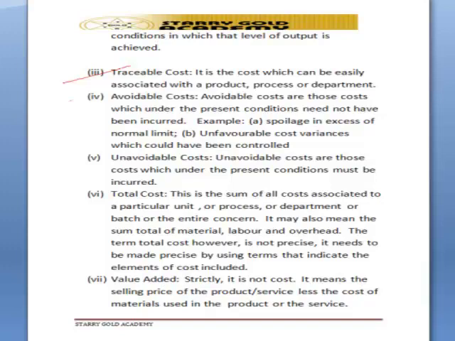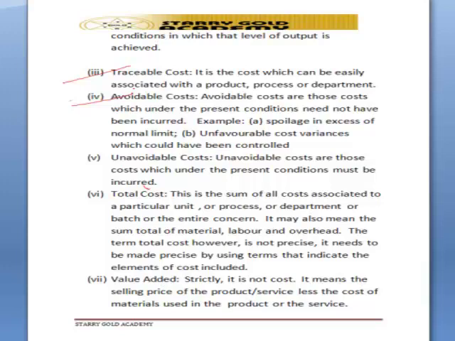Then we have unavoidable cost, the counterpart of avoidable cost. Unavoidable costs are those costs which under the present condition must be incurred. They must be incurred. We call them unavoidable cost.